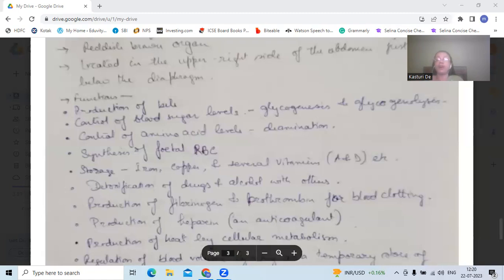Now, production of fibrinogen and prothrombin, which are required for blood clotting. Okay, fibrinogen and prothrombin are formed in the liver. The production of heparin, which is an anticoagulant. When you have a cut, the blood starts flowing out, so at that time a coagulant is required. Okay, that is different, but that is okay.